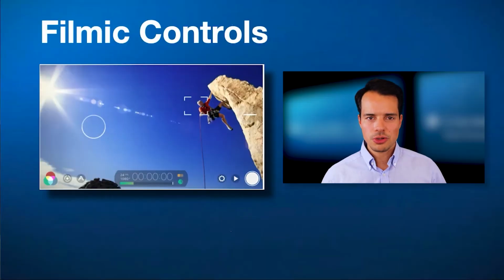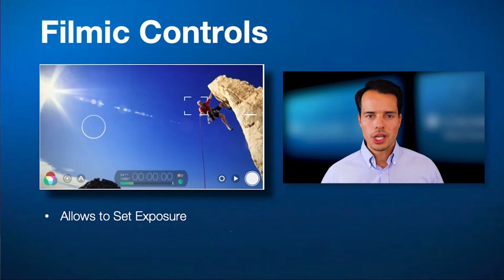Looking at the two controls that we really want to use filmic to adjust, first is exposure. So exposure is the amount of light that's going to be coming into your frame. As you see, there's a circle and a square on the frame. The circle is the one that adjusts the exposure. So you drag that to the part of the frame that you want good exposure for, and then you lock that in place. That's going to give you the best looking shot in terms of light.